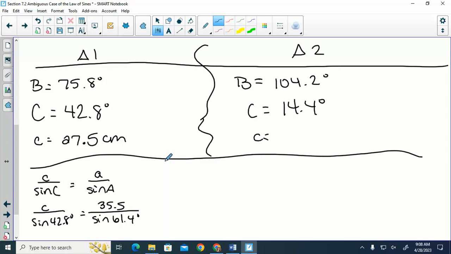And then don't you have to do it for the 104.2 as well? So in the second triangle, we're still doing the same thing. Side C divided by sine, but this time angle C is 14.4 degrees. Equals side A, 35.5 over the sine of 61.4 degrees. So all you do is multiply over the sine of 14.4. What do you get for side C?